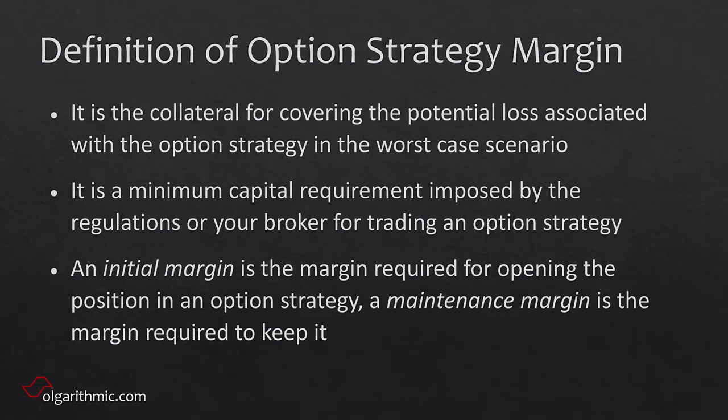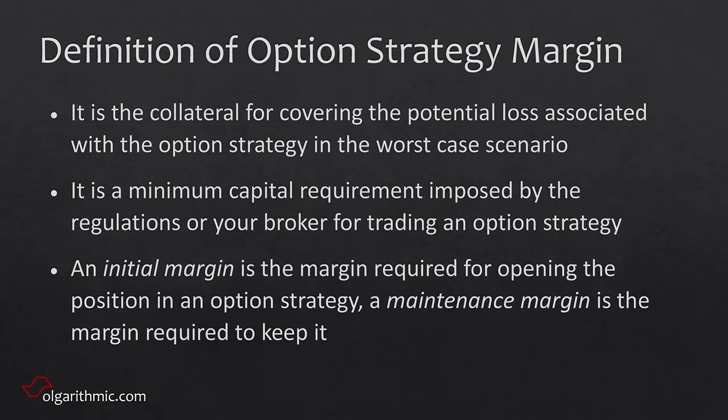Before we explain how the Option Strategy Optimum tool calculates the option strategy margin, we need to give a definition of a margin. What is it? It is a collateral for covering the potential loss associated with the option strategy in the worst case scenario. For example, the worst case scenario for a bullish strategy is a substantial decline of the underlying stock market price.